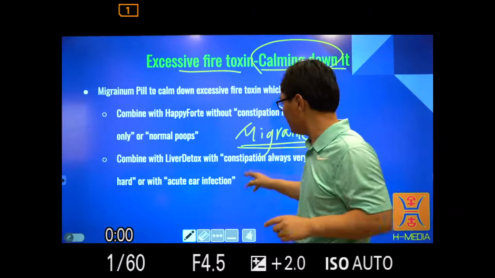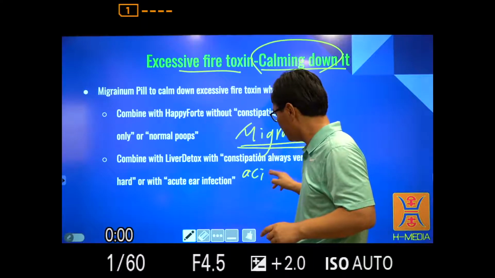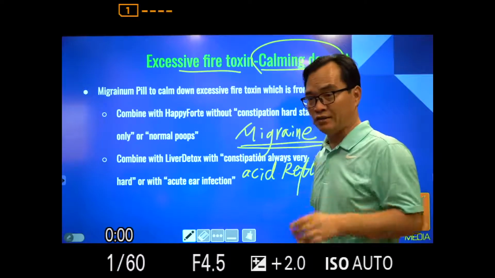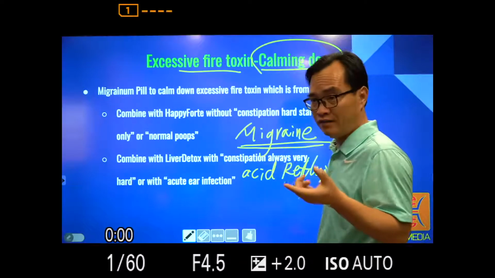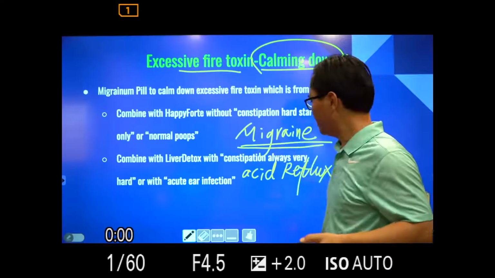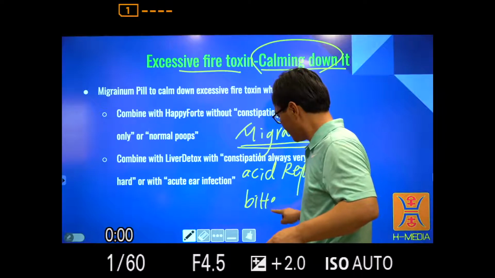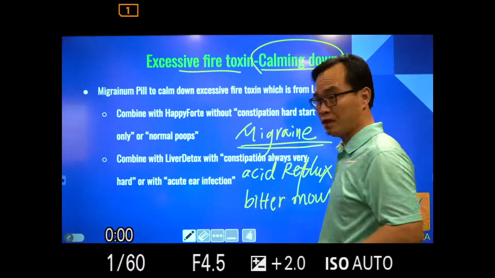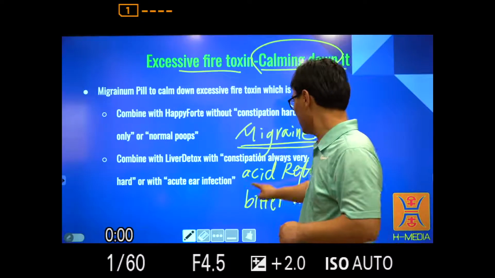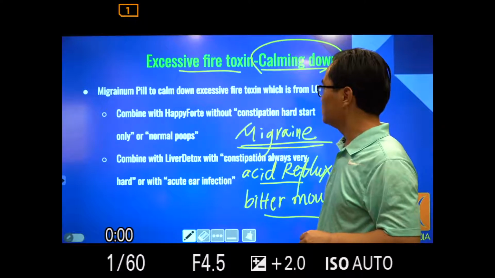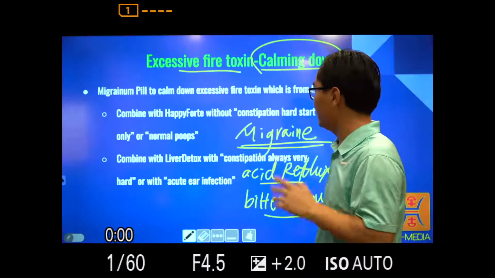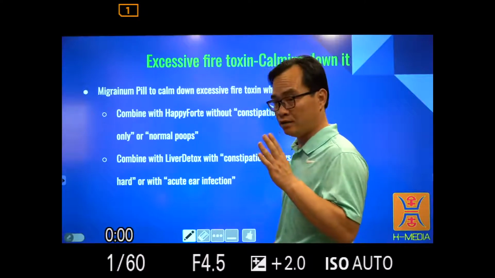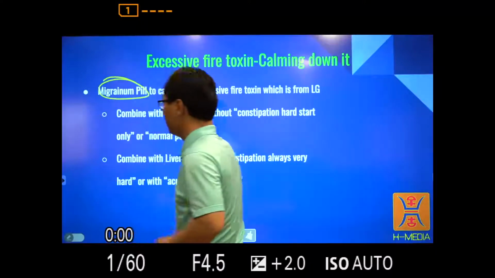And also another thing is very serious acid reflux. That's a very serious acid reflux. It is also excessive fire toxin attacking the stomach to go up. Even the bitter mouth, especially very serious bitter mouth. We have explained what is bitter mouth, right? Acid reflux, bitter mouth. And to bring down this kind of fire toxin or to bring down the internal wind, the major formula we will use is migraine pill.